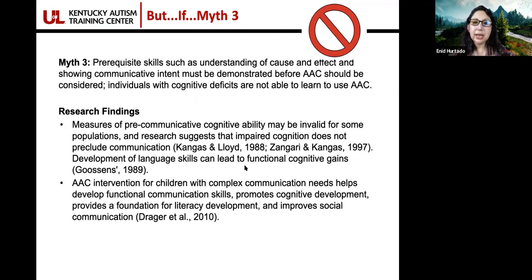Prerequisite skills such as understanding of cause and effect and showing communicative intent must be demonstrated before AAC should be considered. Individuals with cognitive deficits are not able to learn to use AAC.